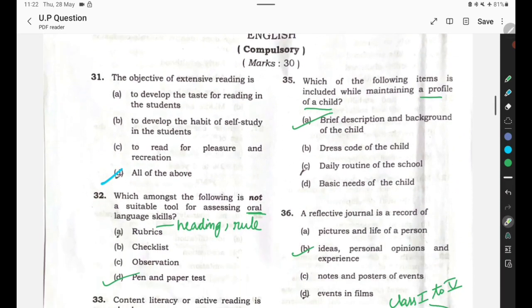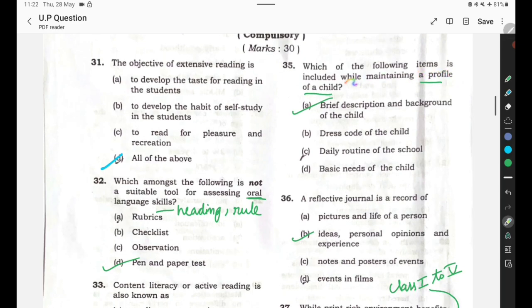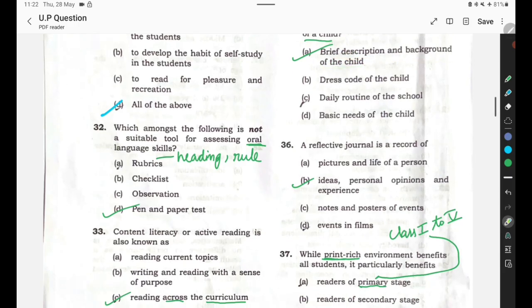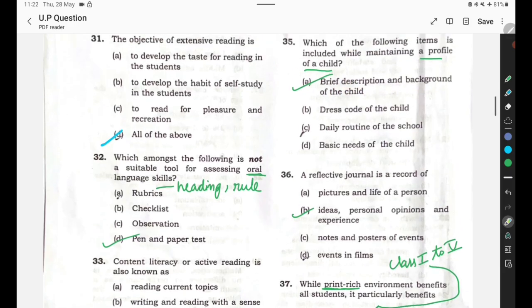Question number 35. Which of the following items is included while maintaining a profile of a child? So while maintaining a profile of a child, you need a brief description and background of that child. Okay, so that you will know the student's strong points, weak points, and all. So that is all written in this profile.